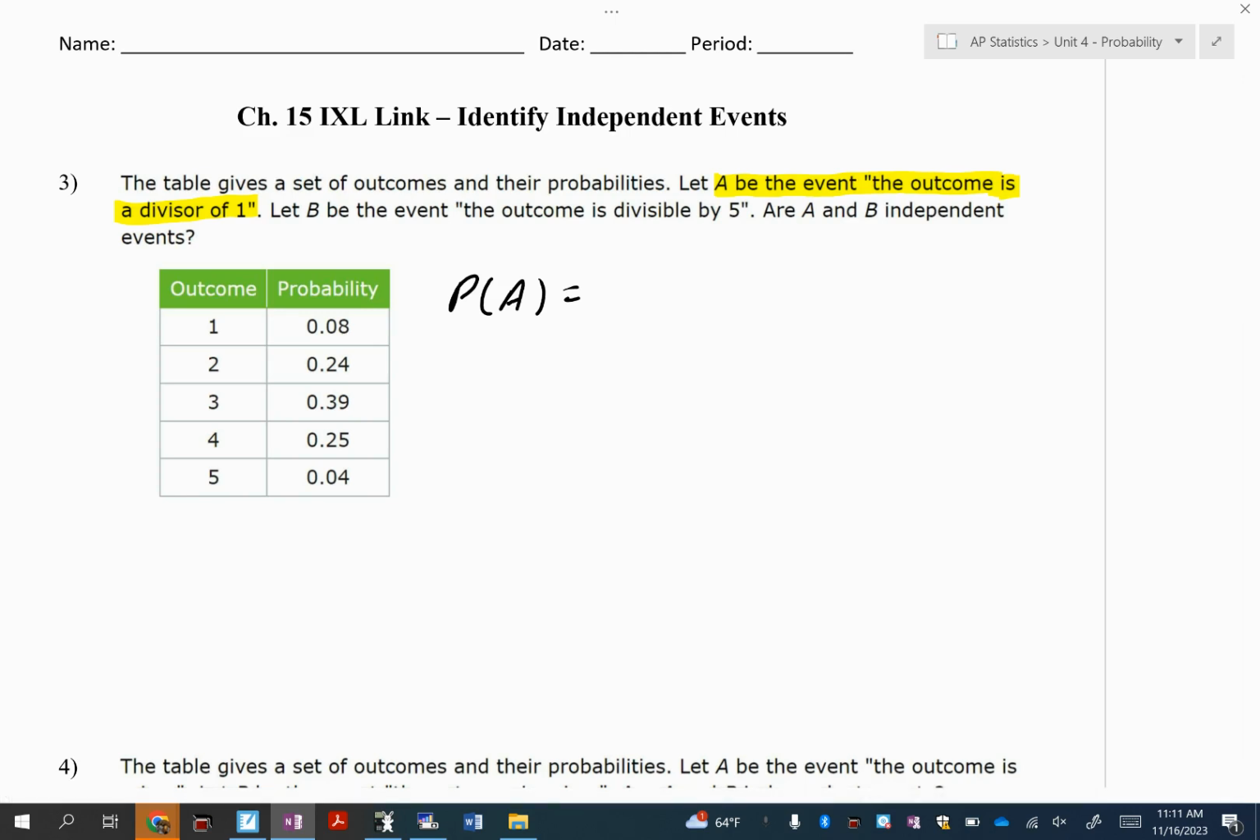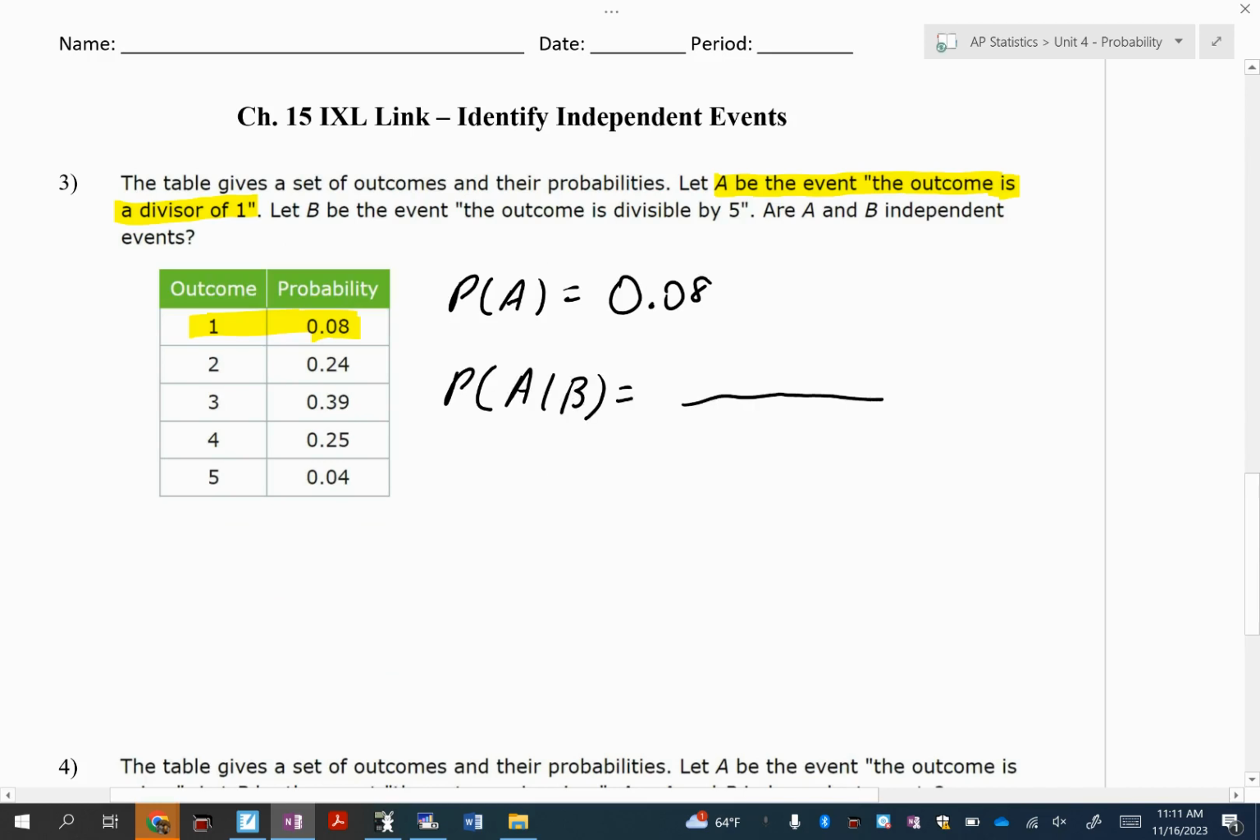Of those numbers, which of those are divisors of 1? That 1 can be divided by it. There's just one of them. 1 divided by 1 is 1. So that one is it. So I'm going to write 0.08. Okay, so now I'm going to find this probability.